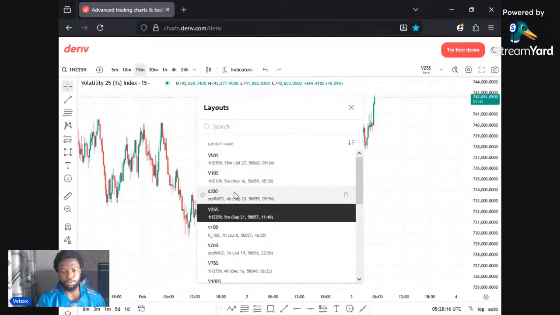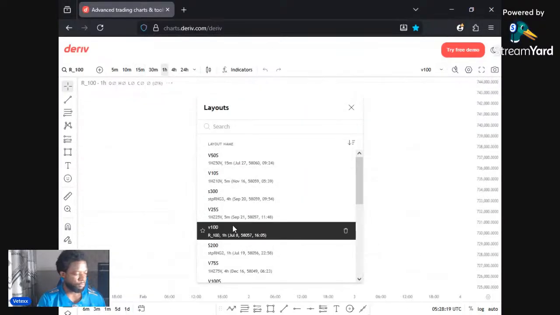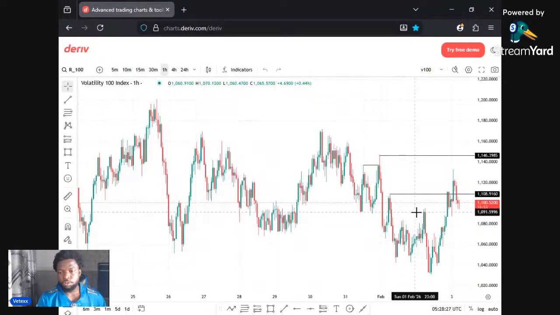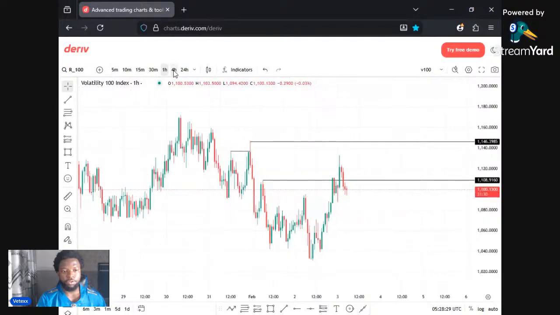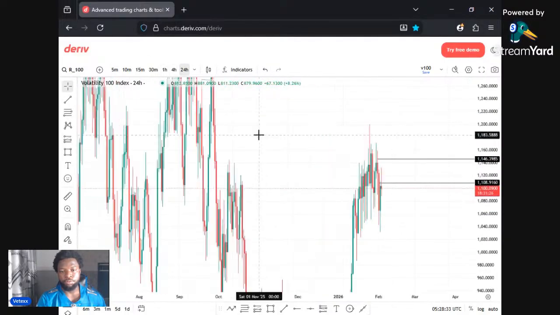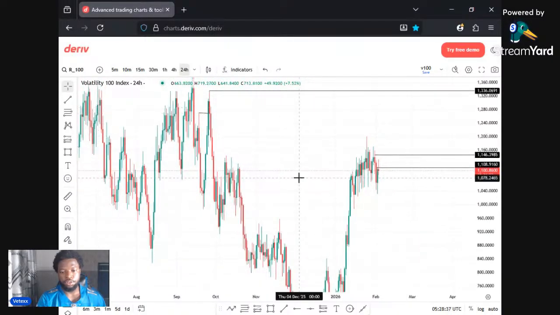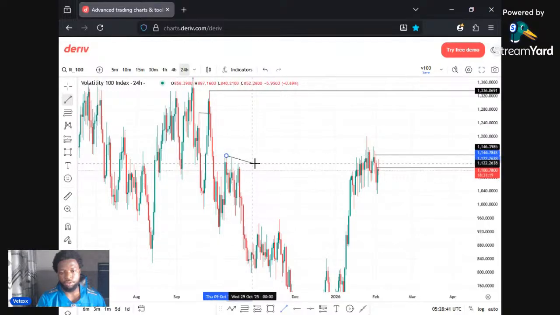So let's check the next pair, which is V100. V100 just tapped pure on the 1 hour time frame. Remember, it was selling from the 24 hour. So let's go down to the 1 hour. Then we got an entry. So this is the 1 hour, the 24 hour structure.